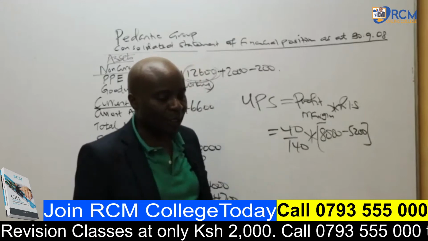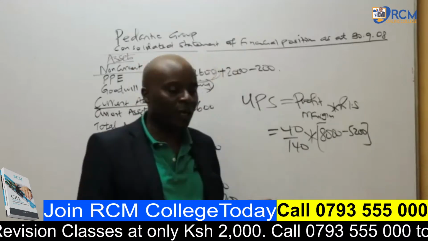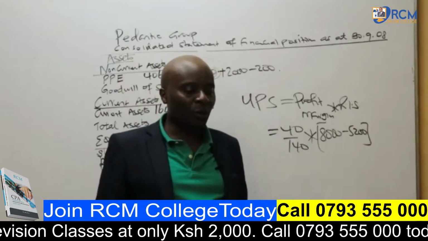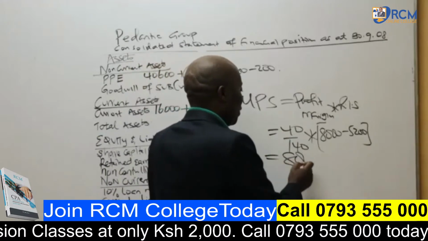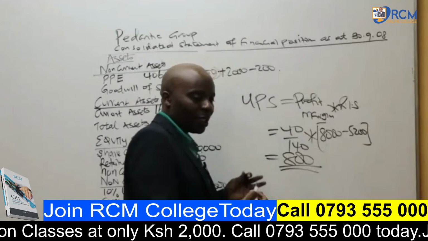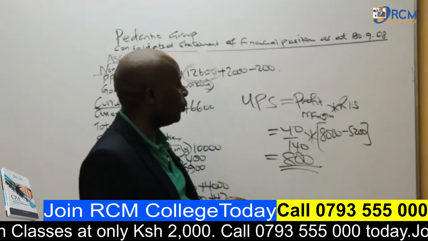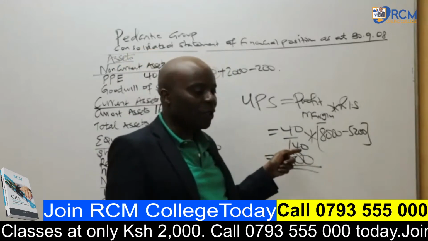Is there anybody who is able to give me the UPS tonight? So Nimrod tells me it is 800. UPS you don't do. You'll get some students telling me, Mwalimu, times 6 over 12. That is your depreciation.